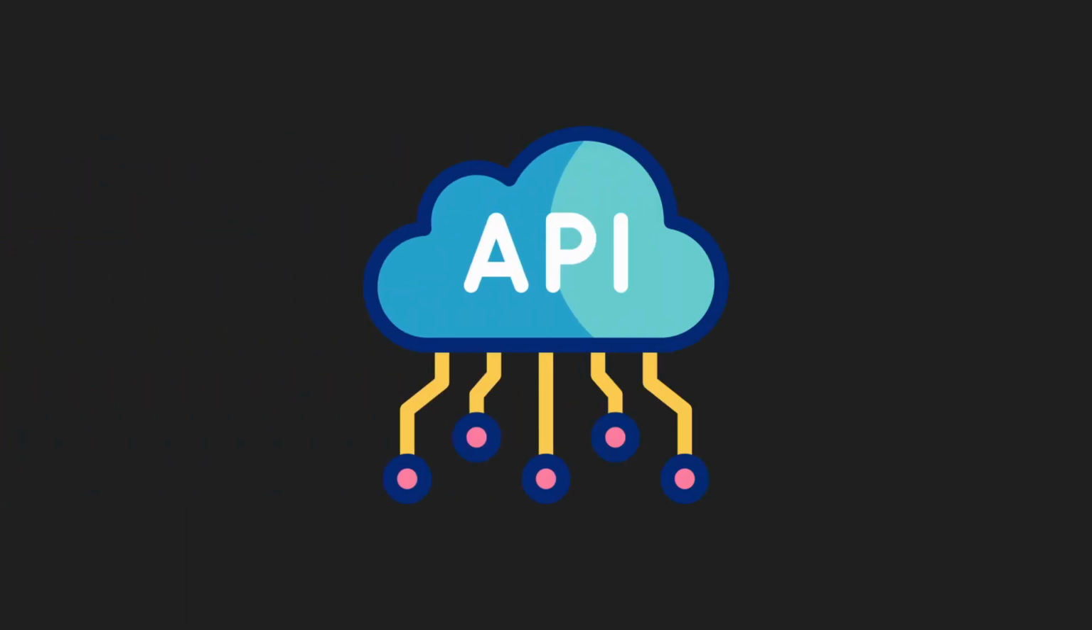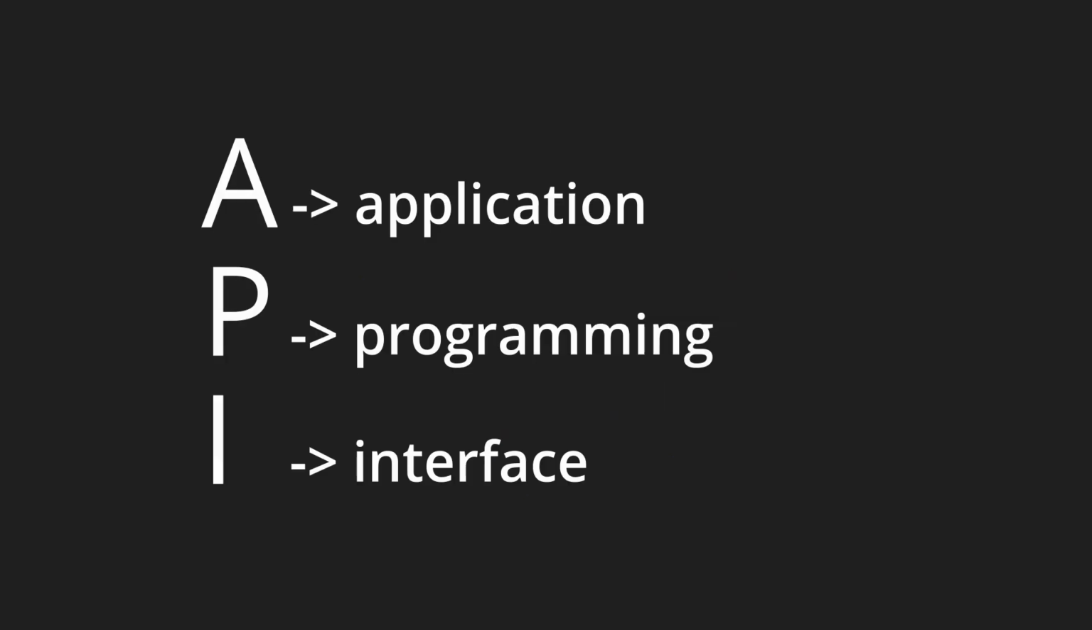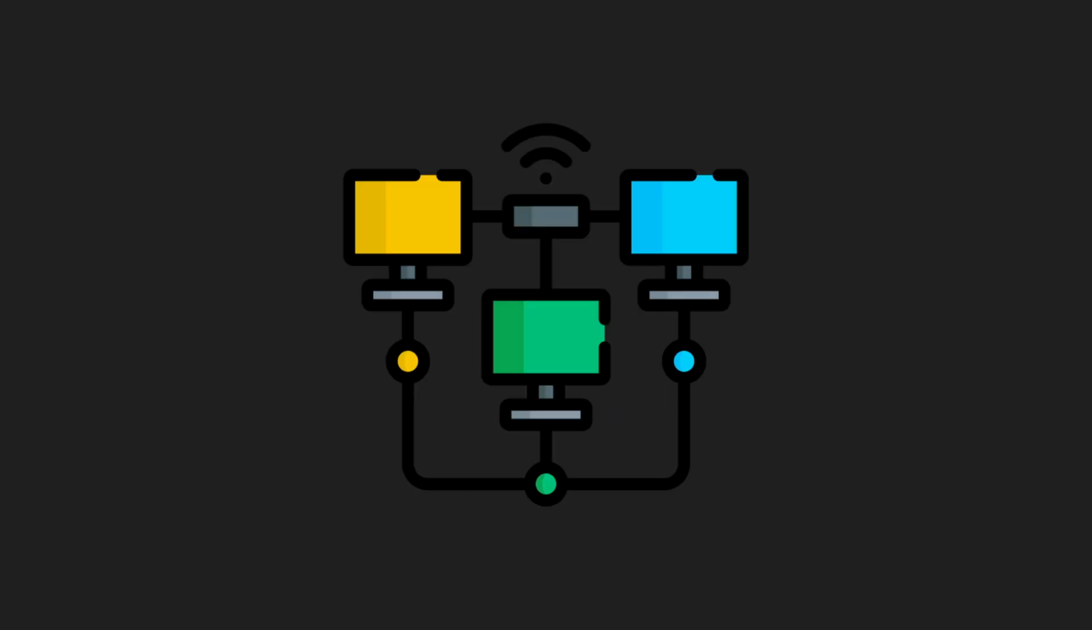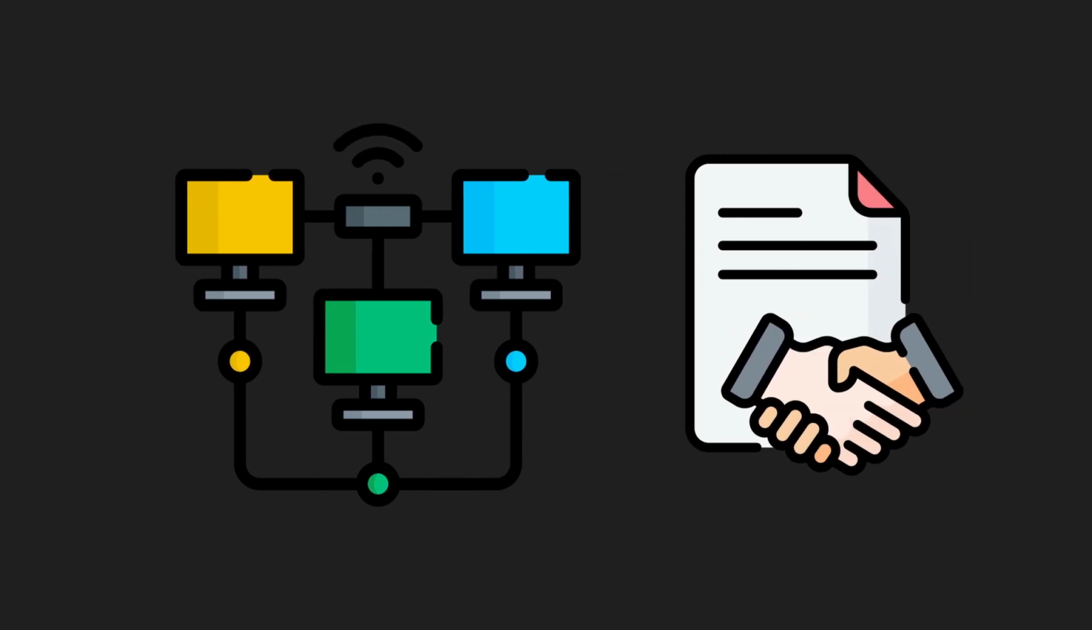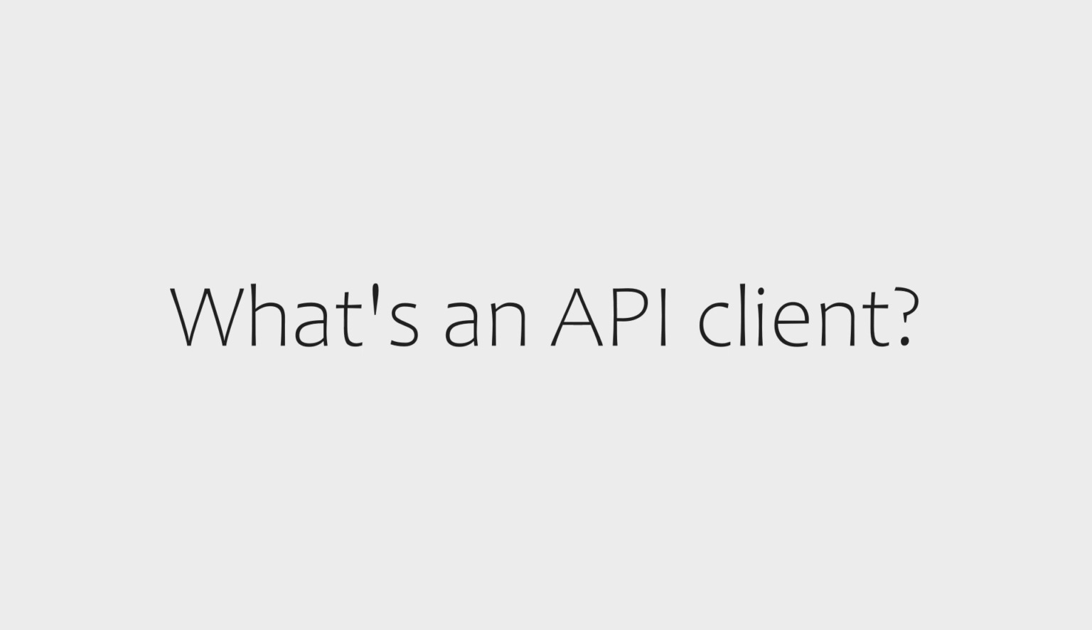Have you ever wondered what's an API? API stands for Application Programming Interface, and it's a way for two or more applications to communicate with each other following certain rules called API specification. Okay, then what's an API client?